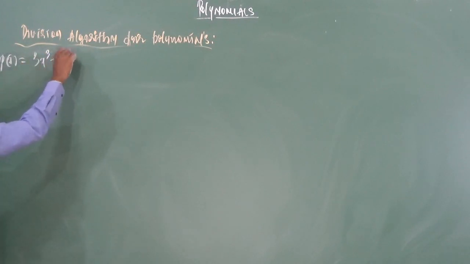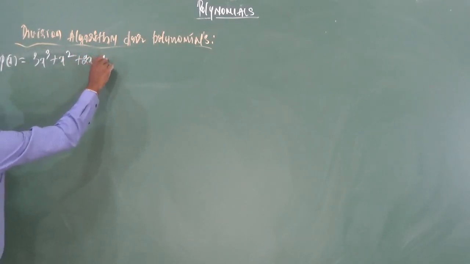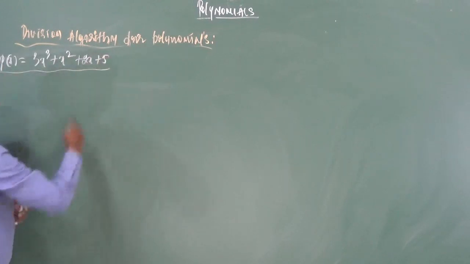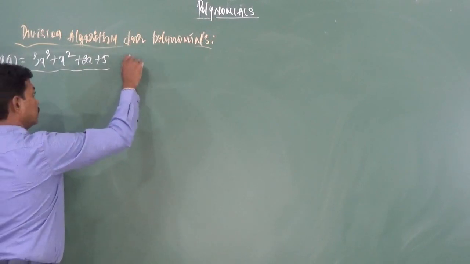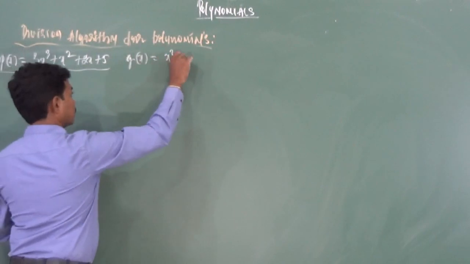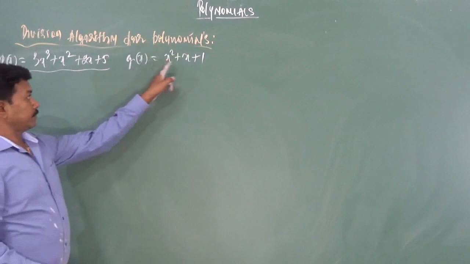A simple example we will take regarding a cubic polynomial. So P of x is equal to 3x cube plus x square. As it's a cubic polynomial, the highest degree of the polynomial should be 3. So plus 2x plus 5 is the cubic polynomial. We will divide this given cubic polynomial by a quadratic polynomial, so g of x is equal to x square plus x plus 1. This is a cubic polynomial and this is a quadratic polynomial.